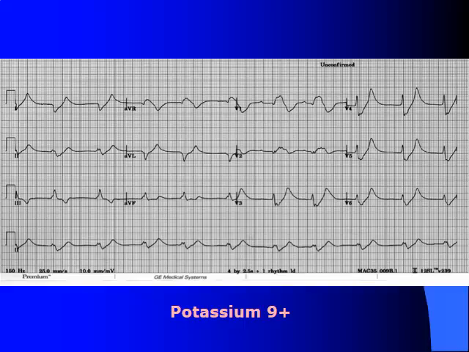At this point, you're kind of at the end of where our myocardium is able to pump effectively. Any potassium this high is going to seriously inhibit cardiac output. So these patients require immediate intervention.